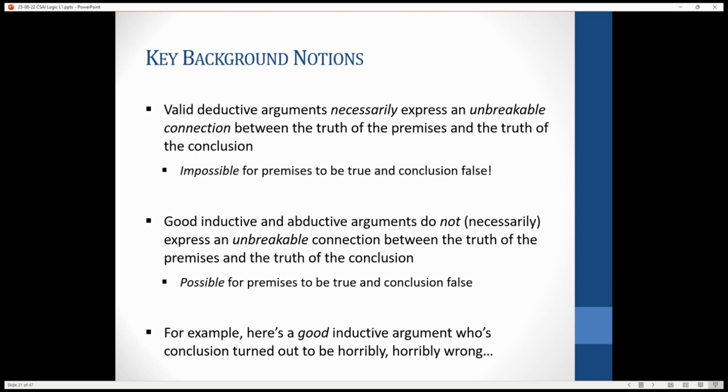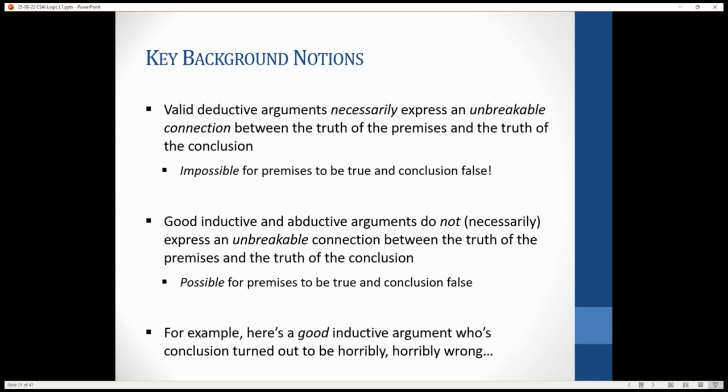Good abductive and inductive arguments do not necessarily express that kind of unbreakable connection. It's possible for the premises to be true and the conclusion false. They can still be good, but goodness for those is a different kind of thing than goodness for deductive arguments. Good deductive arguments, there's a beauty and a strength that these other ones do not have.